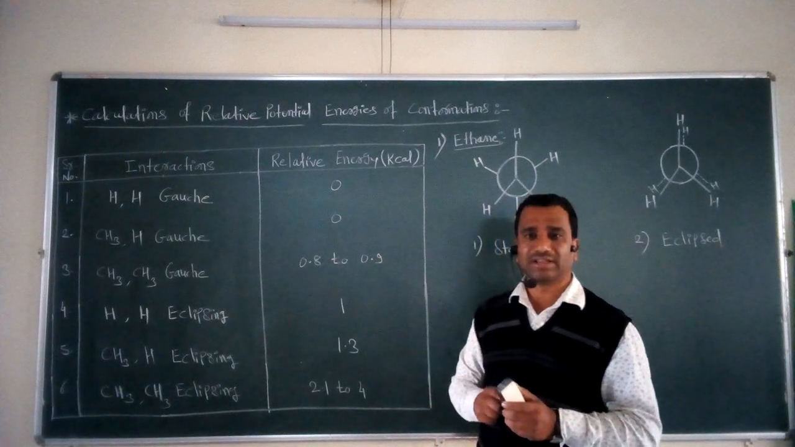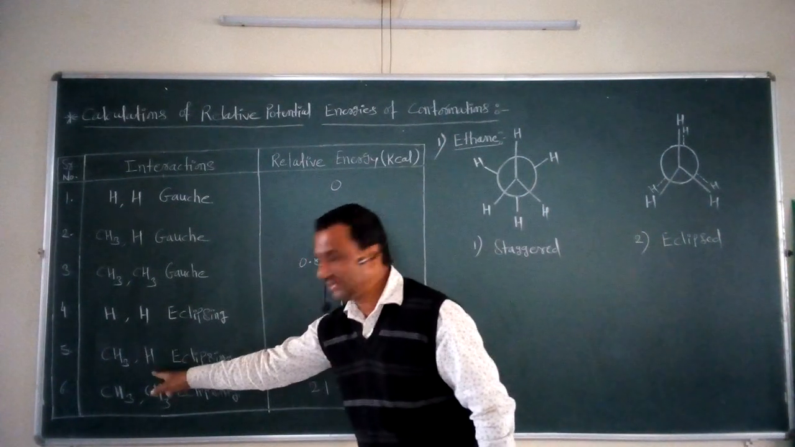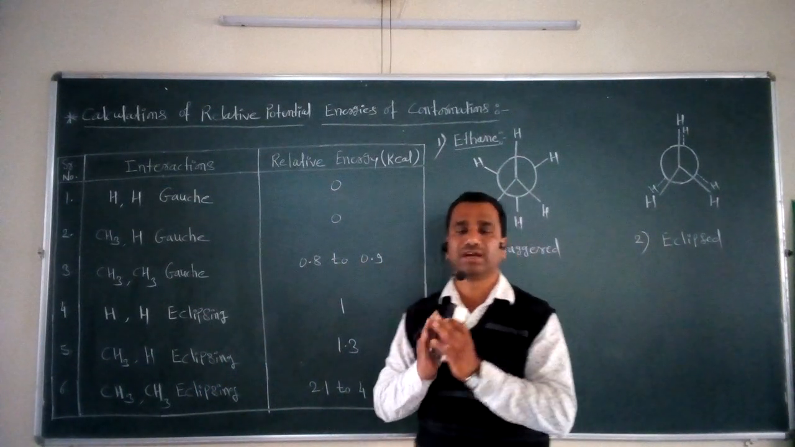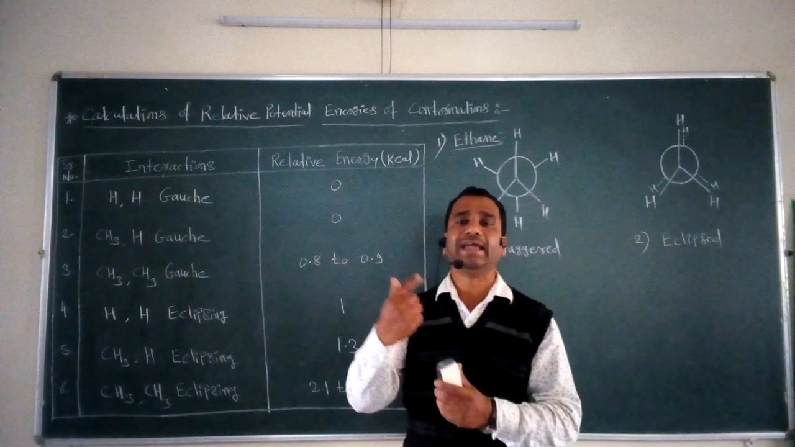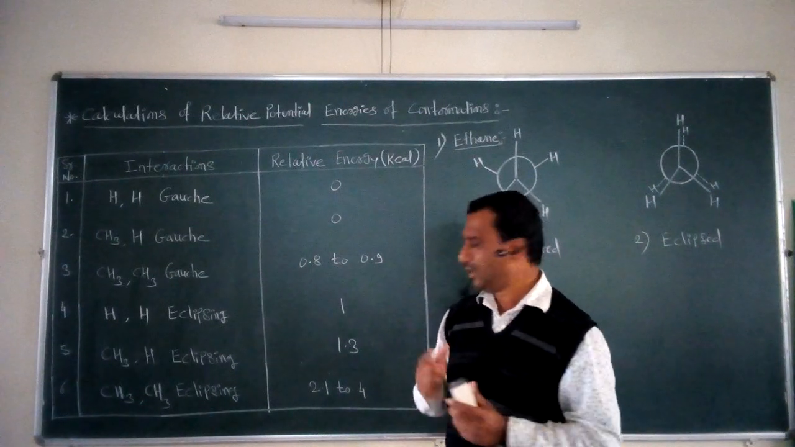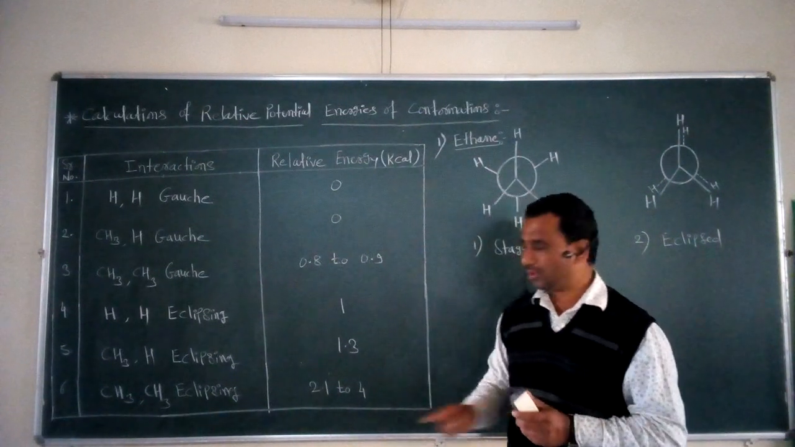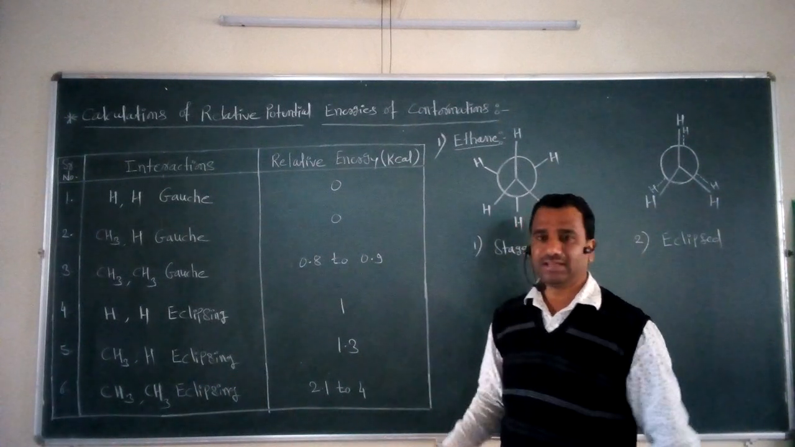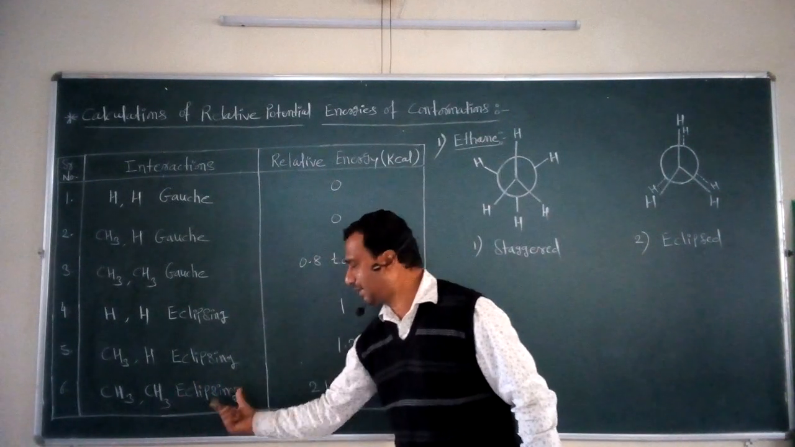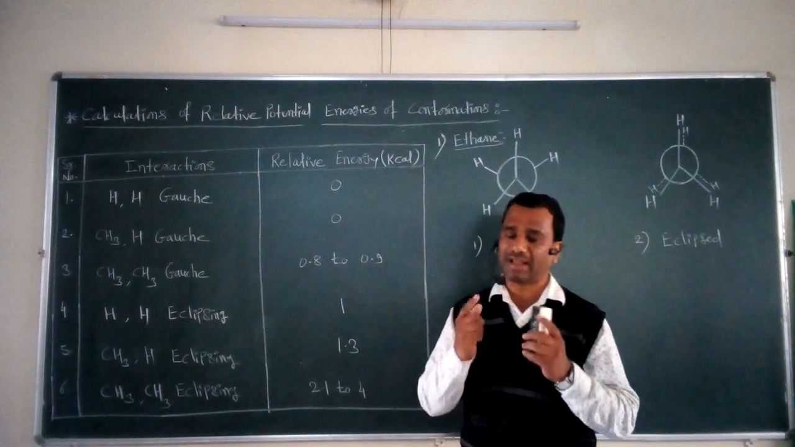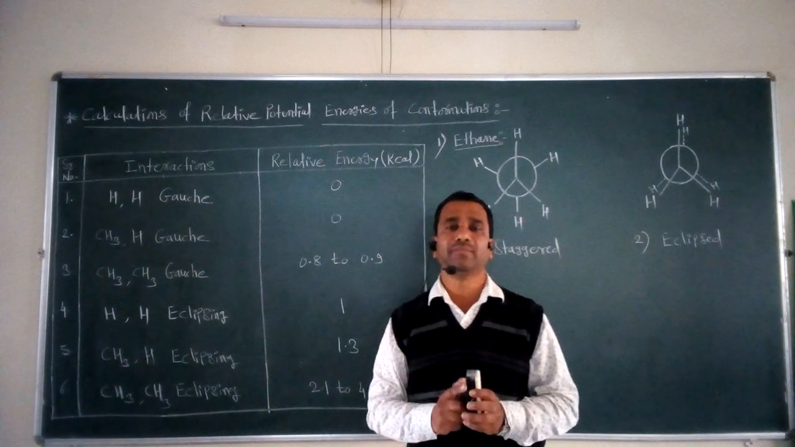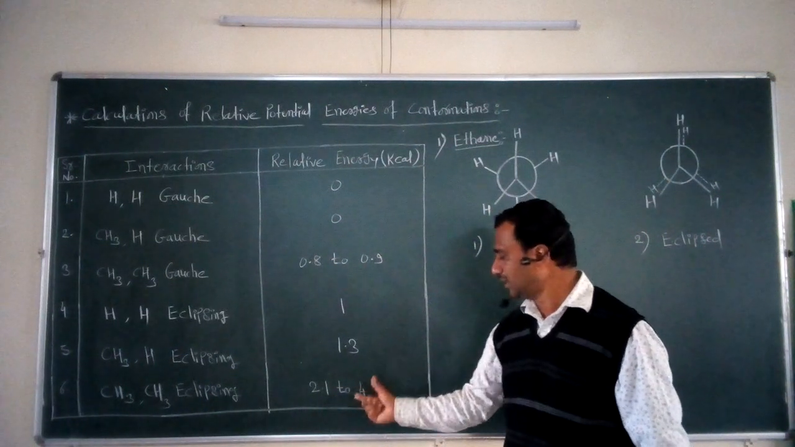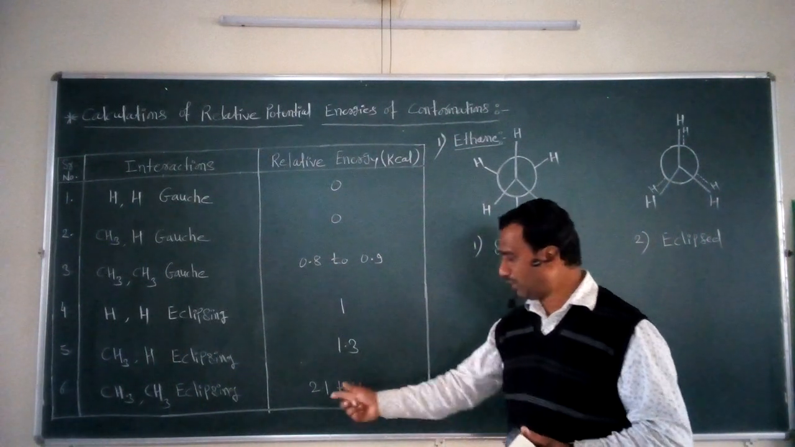The next important interaction is methyl and hydrogen eclipsing. If one methyl group and one hydrogen are present in an eclipsed position, then we take the relative energy equal to 1.3 kilocalorie. And lastly, if two methyl groups are present at the eclipsed position, then we take the relative energy magnitude equal to 2.1 to 4 kilocalorie.